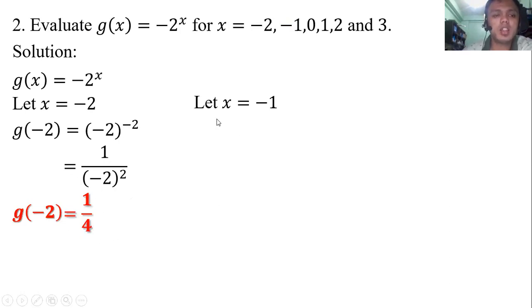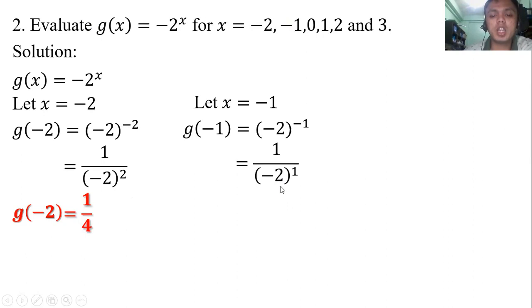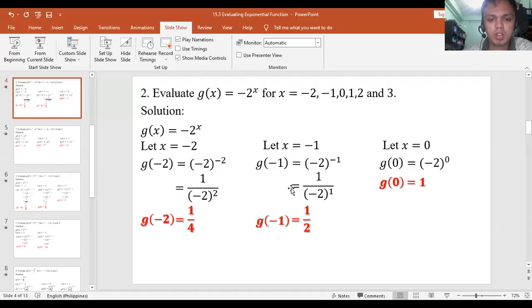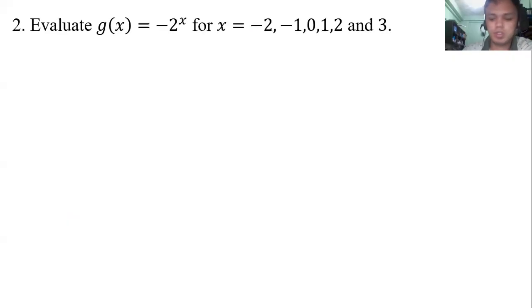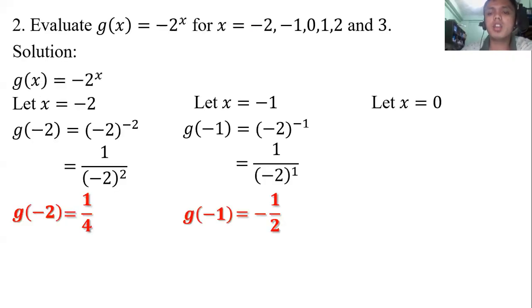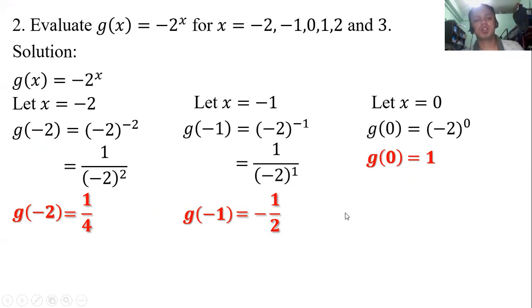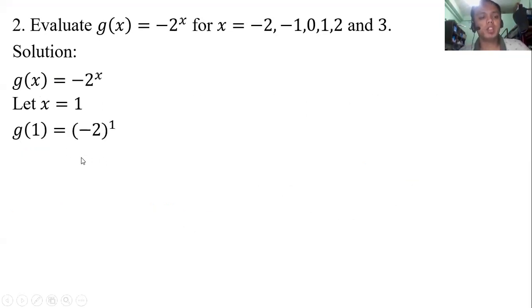Next, if your x naman is -1, substitute lang natin your x to -1, then we have -2 raised to -1. Again, negative yung exponent, make it positive. 1 over -2 raised to 1, that would be equal to -1/2. Let me correct this one, it's -1/2. Next, if your x naman is 0, so we have -2 raised to 0, that would be equal to 1. Next, if your x naman is 1, then we have -2 raised to 1 is -2.